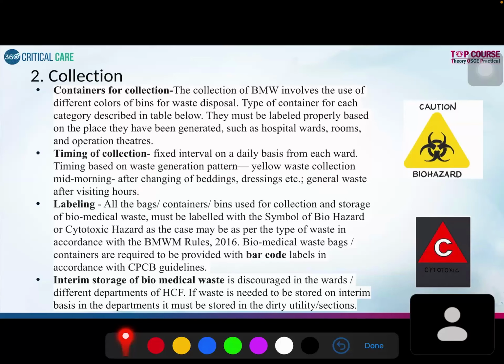So this is another important thing. If you've seen in your ICUs how people discard the waste, you will see they put barcode labels on each waste, and also there is a rule of putting these two symbols, one of caution biohazard and the other of cytotoxic, depending upon the content of the waste, on the bags that you have collected. And interim storage. You should not store the waste in your ICU or in your wards. If at all you need to store it for some time, it should be in the DU section or the dirty utility section.